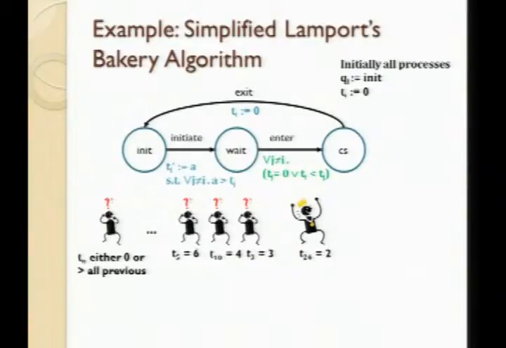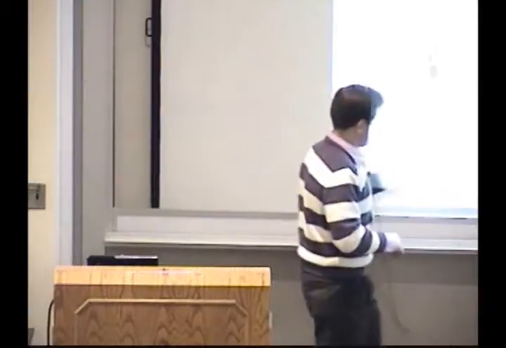So anyway, all of the others up to n are either going to be 0 or they're going to be larger than everything previous, right? And one thing we're going to abstract away, we don't care which process actually is the minimum or anything like that.